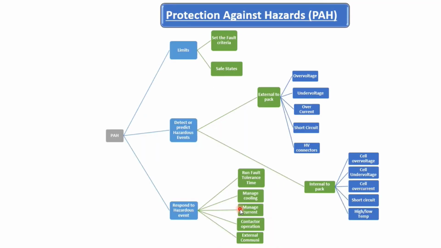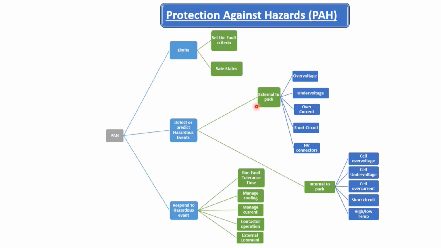Now, the second thing is protection against hazards. In protection against hazards, we have to check the limits, predict the hazardous events, and respond to them. These are all mentioned in that MATLAB file. In the limits, we check the fault criteria and the safe states. In the hazards, we check for hazards internal to the pack and external to the pack.